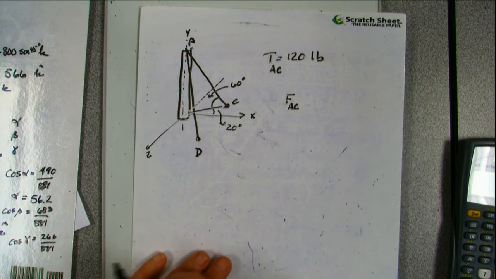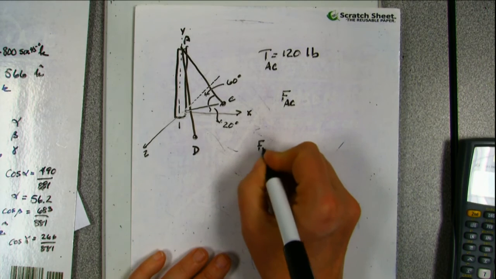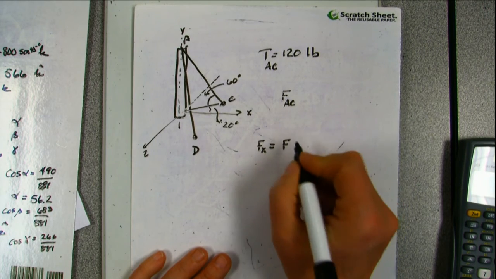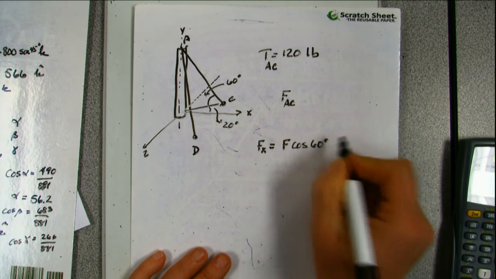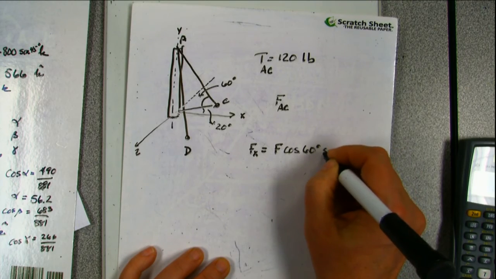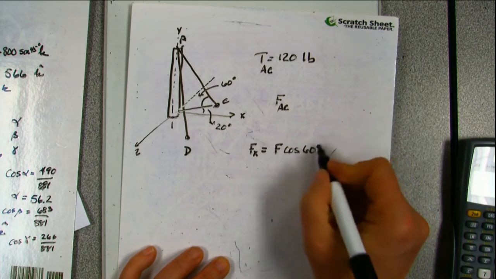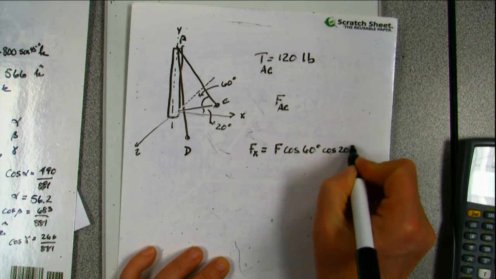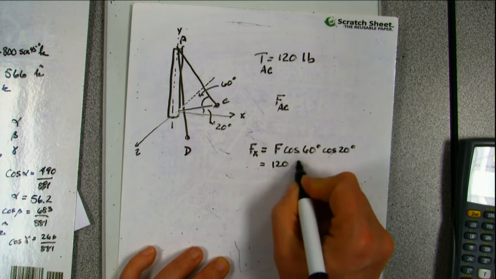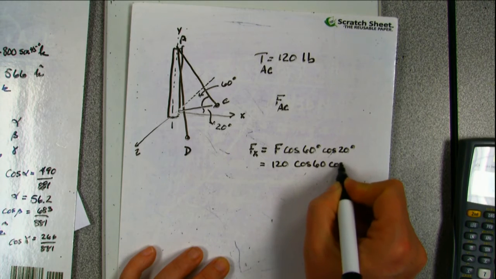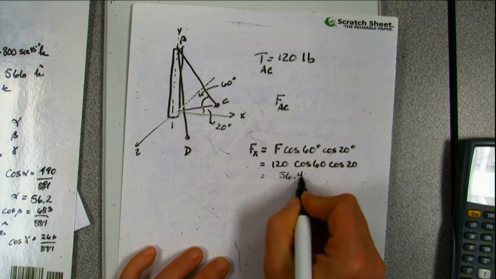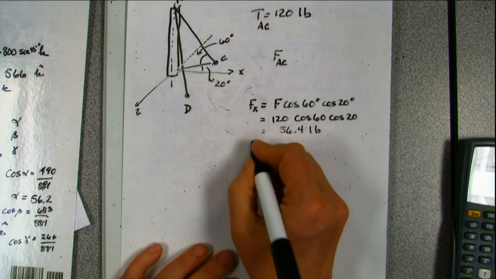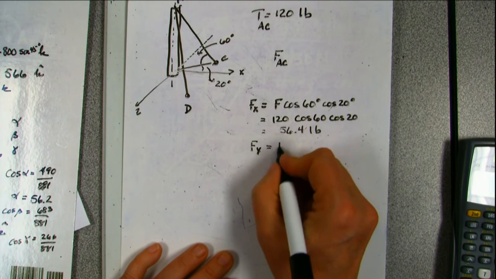So what we've got here is a theta and a phi. So I can do F of x is going to be F cosine 60 degrees, cosine 20 degrees. So this is going to be 120 cosine 60 cosine 20. And that gives you 56.4 pounds.